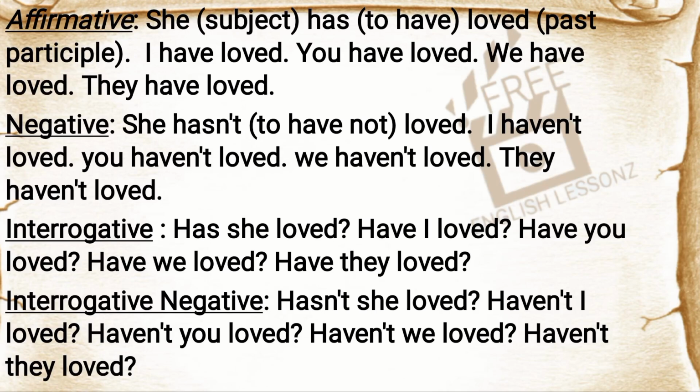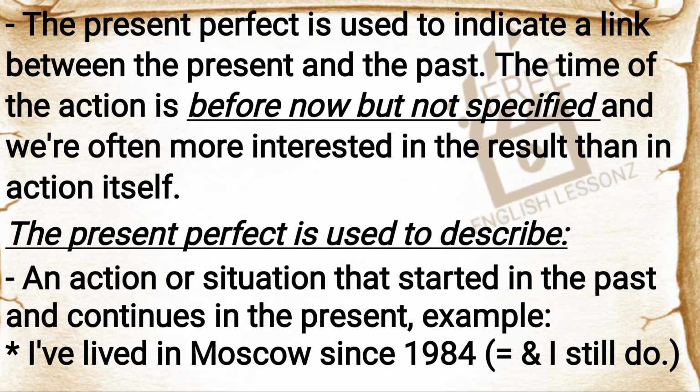Have they loved? Interrogative negative: hasn't she loved? Haven't I loved? Haven't you loved? Haven't we loved? Haven't they loved? The present perfect is used to indicate a link between the present and the past. The time of the action is before now but not specified, and we're often more interested in the result than in the action itself.